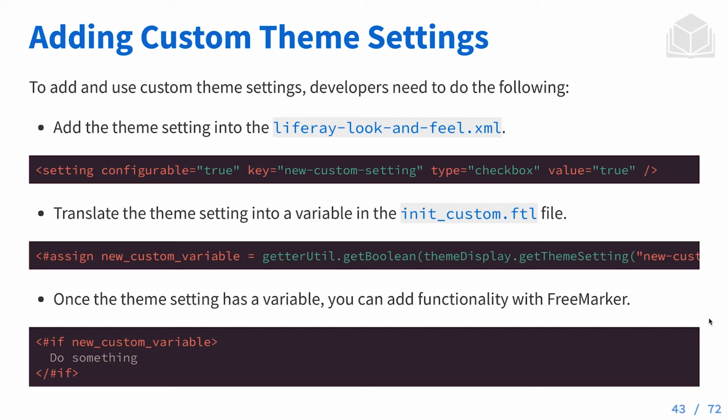So this actually gives us a lot of power to work with here with our theme settings, and this is how we make our theme settings functional, okay? Setting it in the XML makes it visual if we have the configuration option set up on the platform. Adding it to the init custom to create a variable and then adding it into our FreeMarker files is what makes it functional. All right, so again, we'll take a look at that here in a little bit in our own theme.